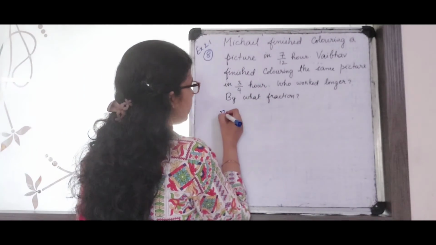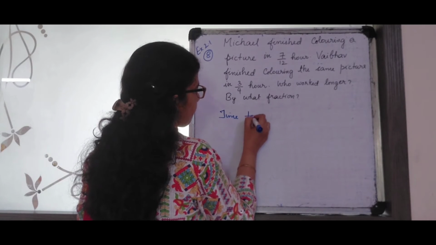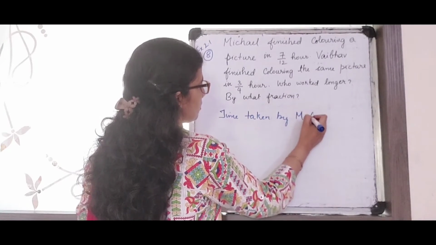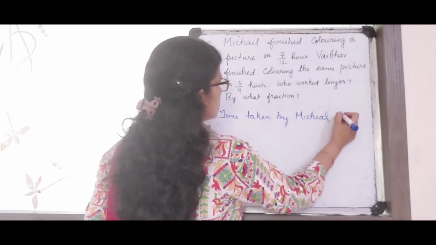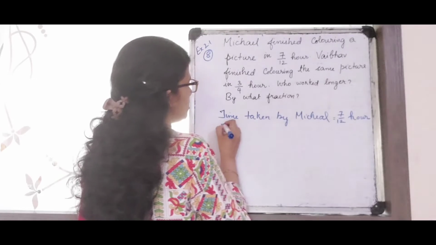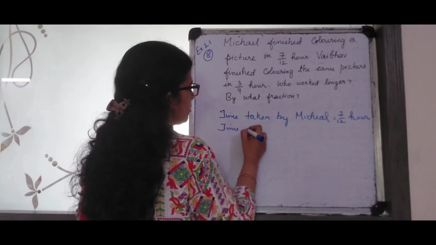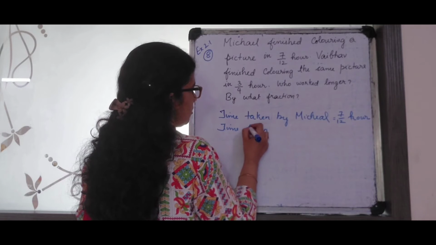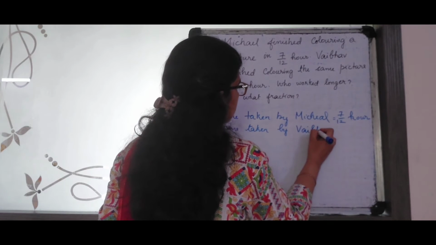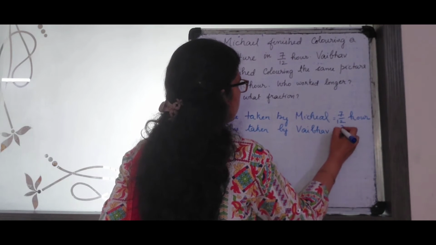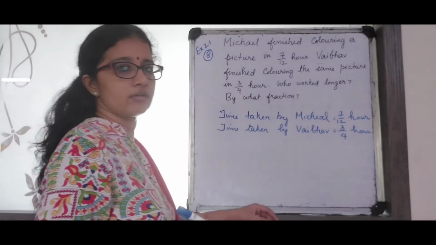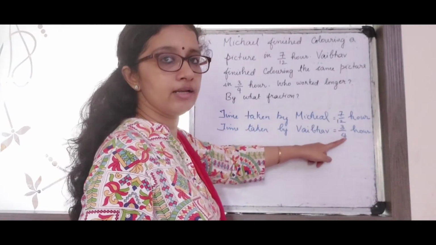So time taken by Michael is equal to 7 by 12 hours. Time taken by Vaibhav is equal to 3 by 4 hours. So they are asking who worked longer. So we have to compare this 7 by 12 and 3 by 4.